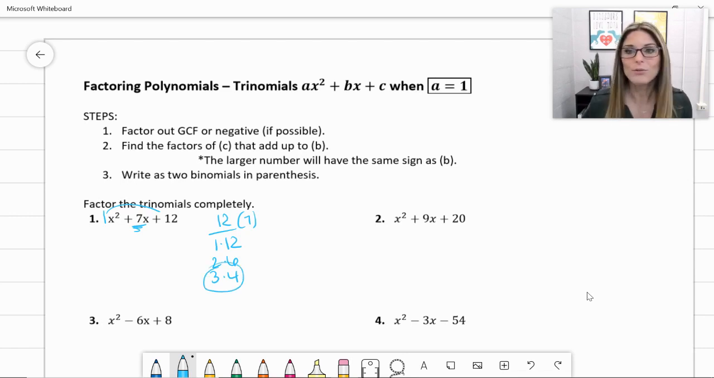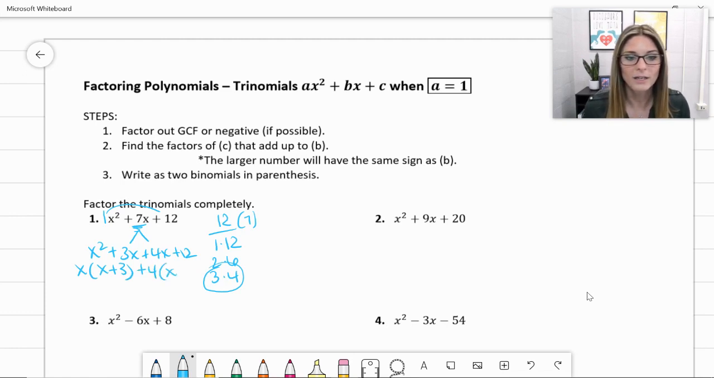So I don't need to split the middle and rewrite this. You don't have to do that. You can if you really want to, but look how quick this is going to be. If I did continue and find my GCFs, I'm going to end up with an x GCF times x plus 3. My second GCF is 4, and I have x plus 3. And my final answer is x plus 4 times x plus 3.